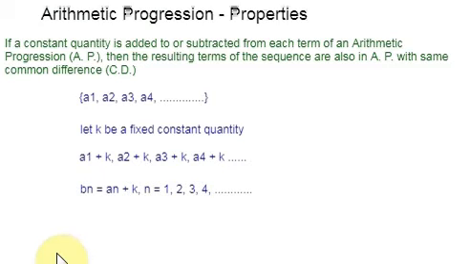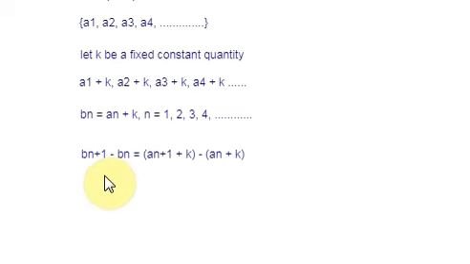Now let us find what is Bn plus 1 minus Bn. Bn plus 1 minus Bn would be An plus 1 plus k minus An plus k. Now distribute the sign, so k will get cancelled out and the result would be An plus 1 minus An, which is nothing but the common difference. Am I right? So that is equal to d for all natural numbers.